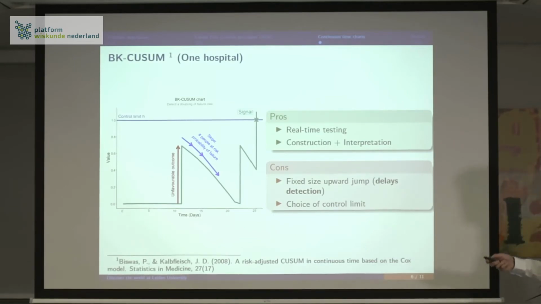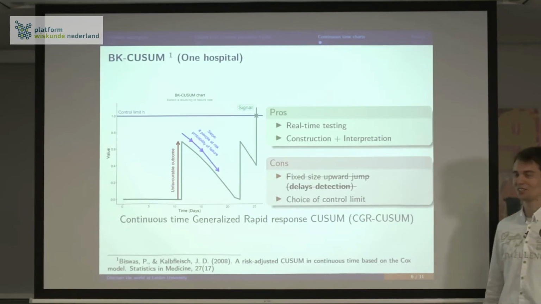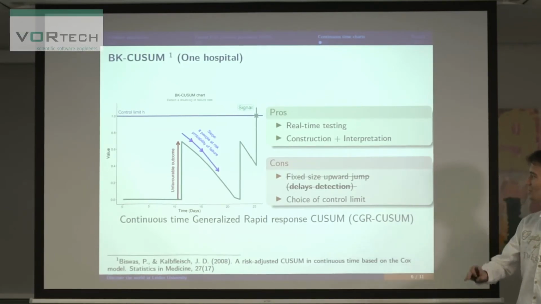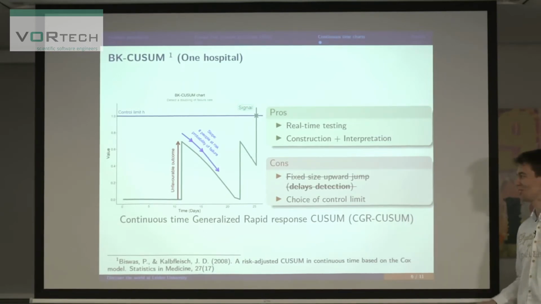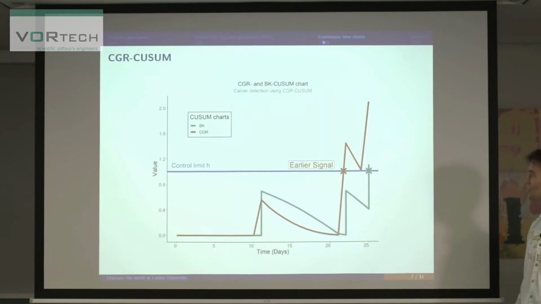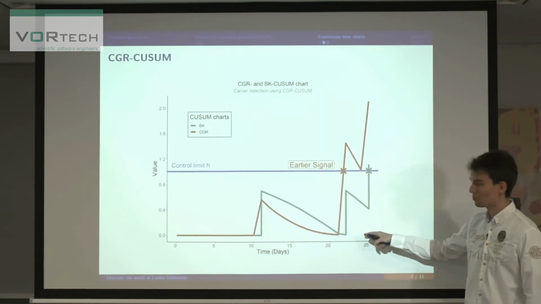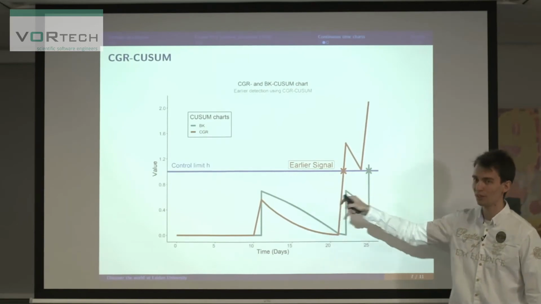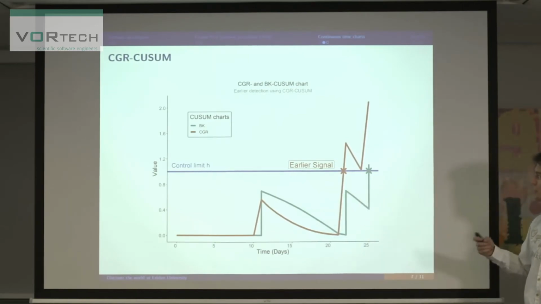All right, so to negate one of the cons, we have devised another new chart, which is the continuous time generalized rapid response QSIM, or CGR QSIM in short. I'll just use the short name from now on. And we can see one of those charts here, and also the chart on the previous slide, the BK QSIM chart, still in green here. It's exactly the same hospital, so we're inspecting the same hospital using both charts.